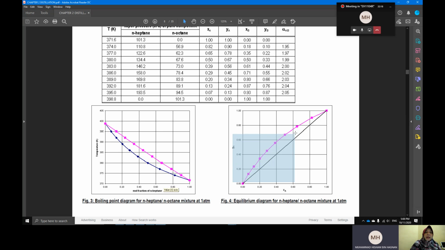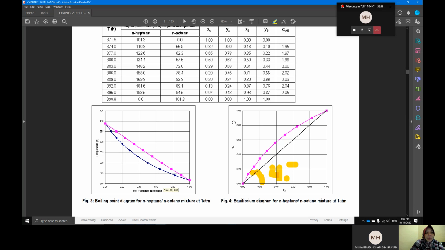Sebenarnya yang purple ni je lah yang you punya equilibrium curve. Kita panggil yang purple, the purple is called equilibrium curve. The solid line here is called 45-degree line. So you boleh label here, buat macam sudut macam tu, letak 45. So you tulis je lah 45. Okay. Alright. So you just tulis 45 degree line.